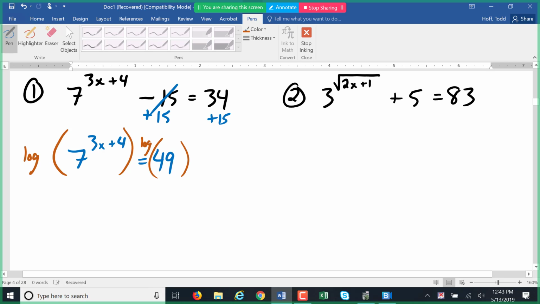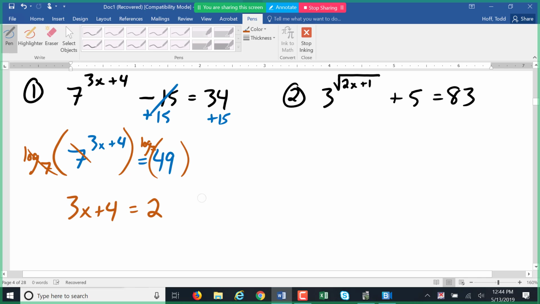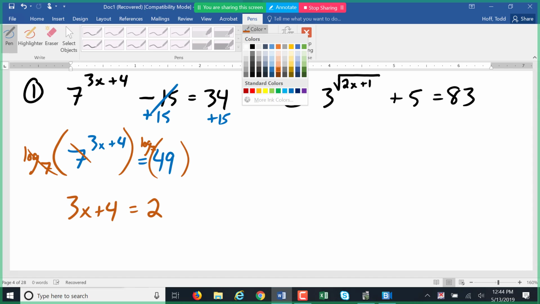We have to do a log base 7. That cancels out the base of 7 in our exponent, so we get 3x plus 4 equals log base 7 of 49, which should be 2. If you do log of 49 divided by log of 7, you get 2. Now we solve that equation from there.